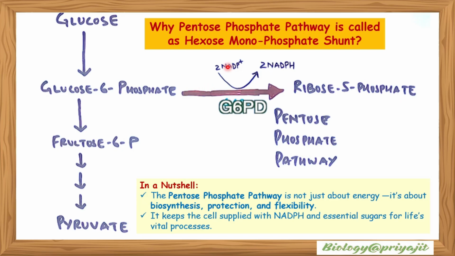In parallel, NADP plus will produce NADPH, and the synthesis of ribose 5-phosphate marks the initiation of the pentose phosphate pathway. So this pathway is produced as a shunt from the main glycolysis pathway, and it is generated from a hexose compound, so it is known as the hexose monophosphate shunt. So in a nutshell, the pentose phosphate pathway is not just about energy, it's about biosynthesis, protection and flexibility. It keeps the cell supplied with NADPH and essential sugars for life's vital processes.